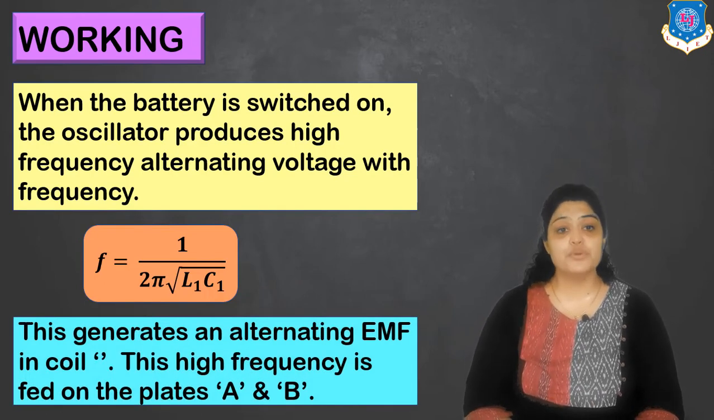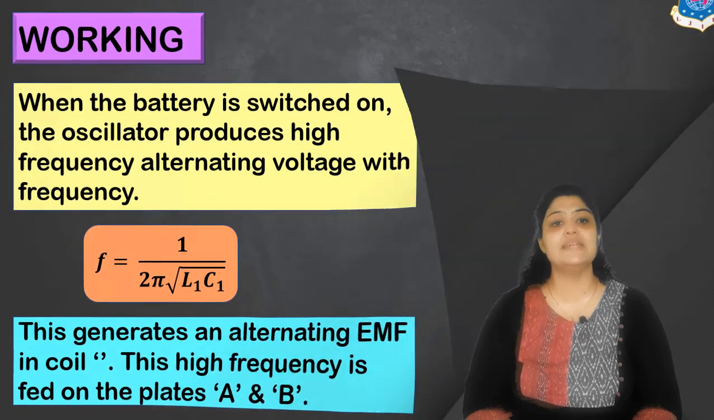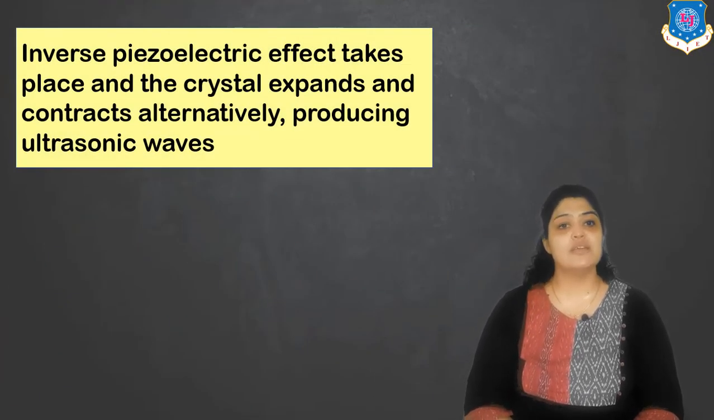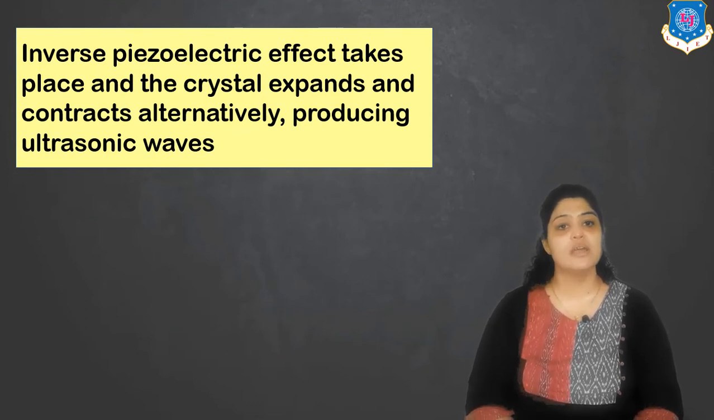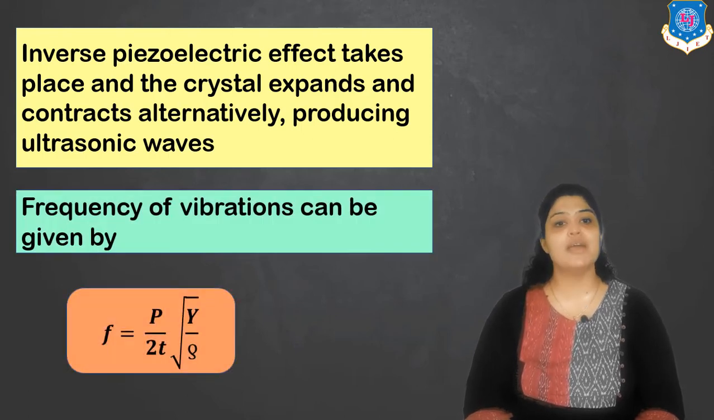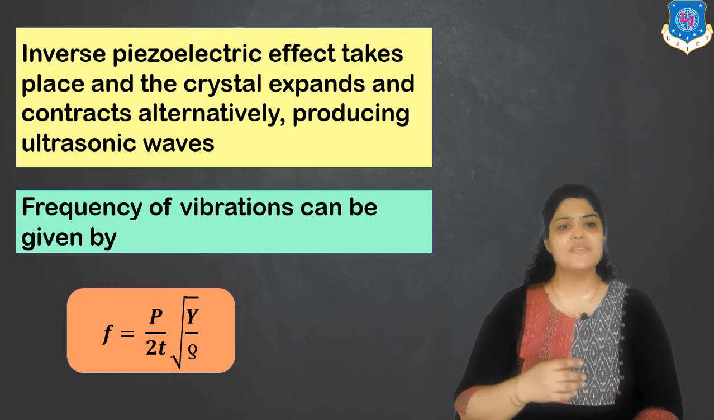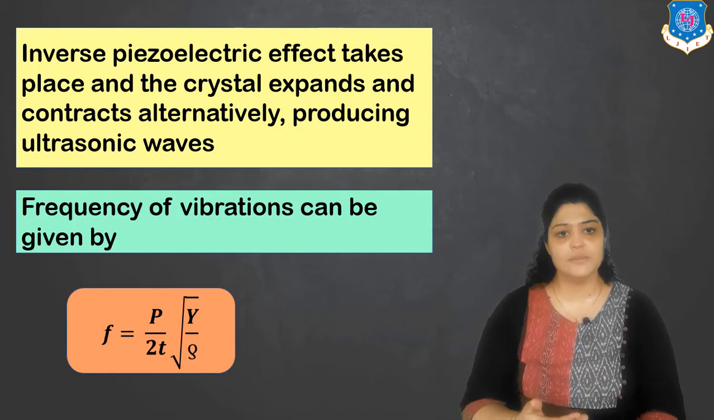Now, this process generates an alternating EMF in the coil. This high frequency is fed on the plates A and B. Inverse piezoelectric effect takes place and the crystal expands and contracts alternately, producing ultrasonic waves. Frequency of vibrations can be given by f equals p upon 2t under root of Y by rho. Because we have taken a plate, we will take thickness instead of length.